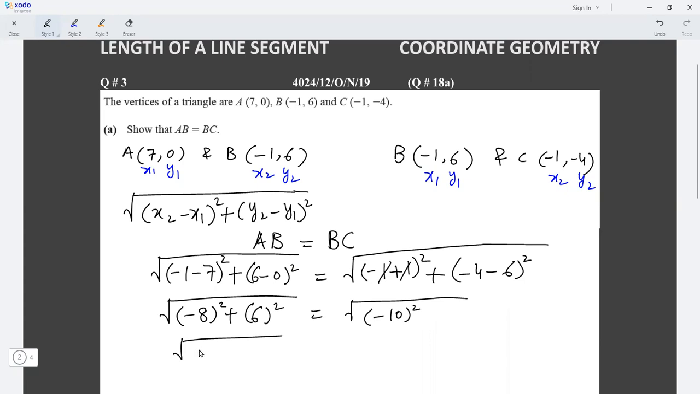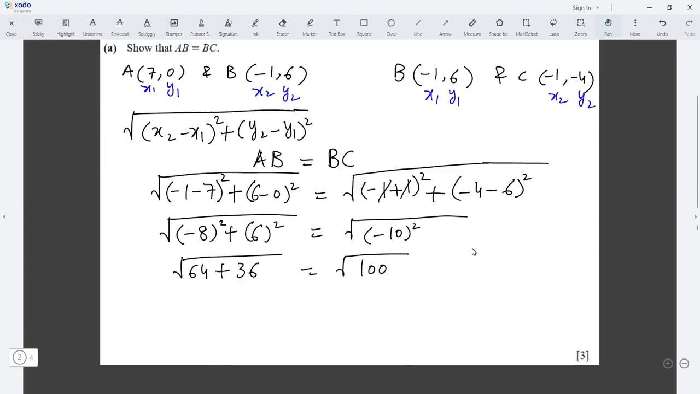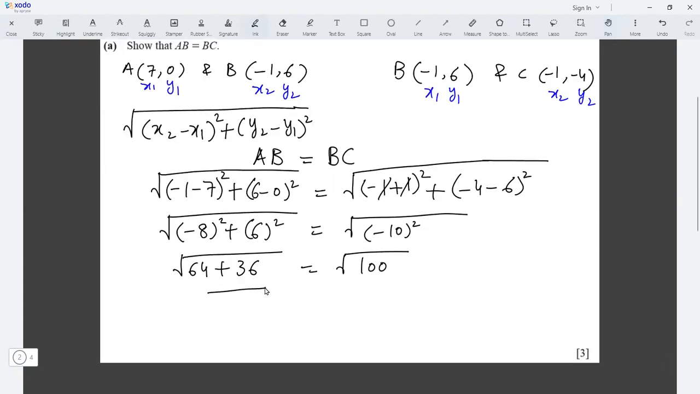negative 8 squared is positive 64, then plus 6 squared is 36, equals 100. For the other, negative 10 multiplied by negative 10 gives the result positive 100, because a negative squared gives positive. So the answer is the square root of 100. If we simplify, because 100 is a perfect square, we can write 10 equals 10. So it is clearly shown that points A and B have the same distance as points B and C. So this is the third type of question that usually comes in CIEs.